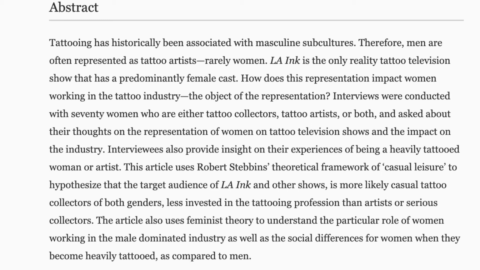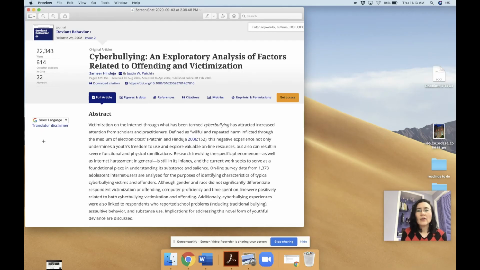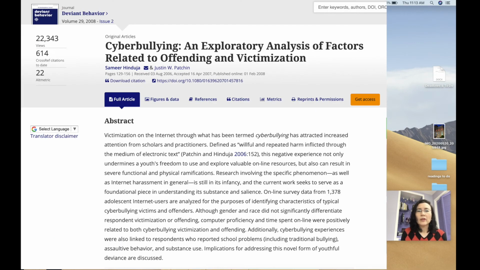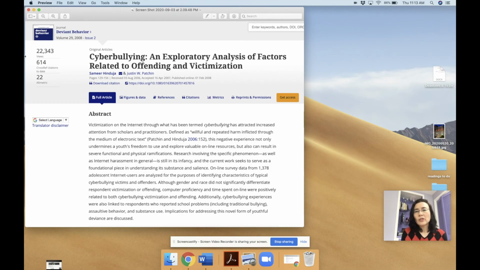So this is an example of an abstract that follows that formula that we just discussed. I found another abstract from a deviant behavior journal, and this article is about cyberbullying. It shows just another example of how to write an abstract. So when you're looking at journal articles, you can look at the abstract and how they constructed it to give you some insight or just a model for you to write your own.